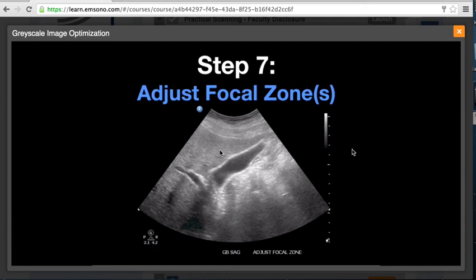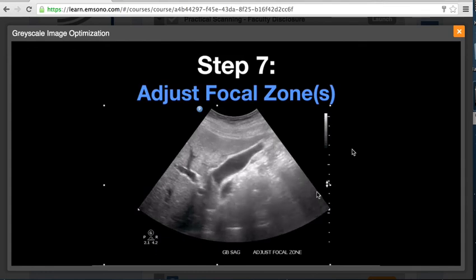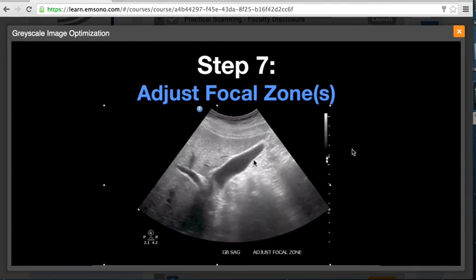Next, you can adjust your focal zones. Make sure that the focal zone is at the level of the target structure. And here you can see we bring the focal zone up to the level of the gallbladder in order to maximize image quality. When scanning non-moving structures, you can also add multiple focal zones, especially when you're trying to look at very small structures. When scanning an 8 centimeter abdominal aortic aneurysm, you do not need multiple focal zones.